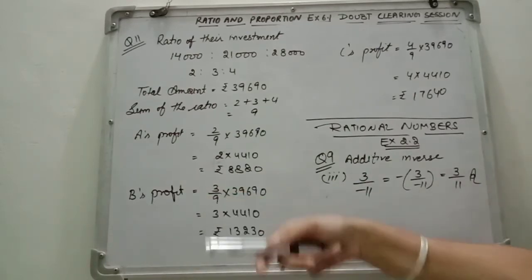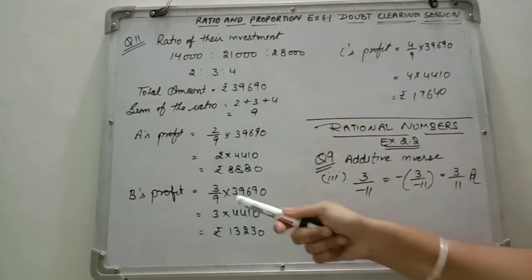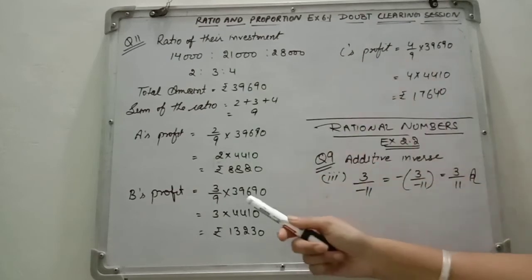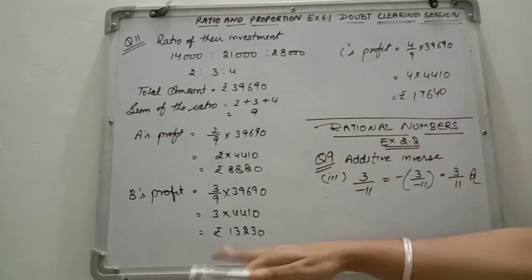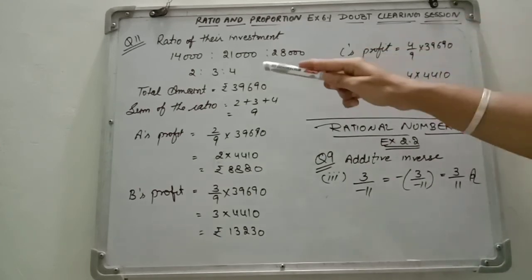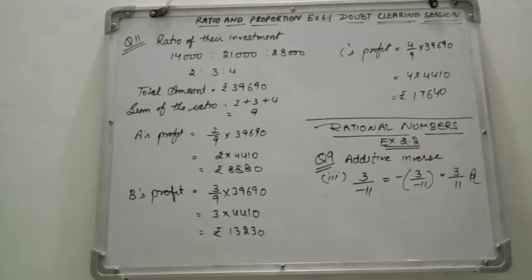Same as B's profit. What is second ratio? 3 divided with sum of the ratio 9, multiply with total amount 39690. After cutting we get 13,230. Same as C part. What is third ratio? 4 divided with sum of ratio 9, multiply with total amount and we get 17,640. And you know how to check your answer. Clear? So like that we will complete the exercise 6.1 doubts.